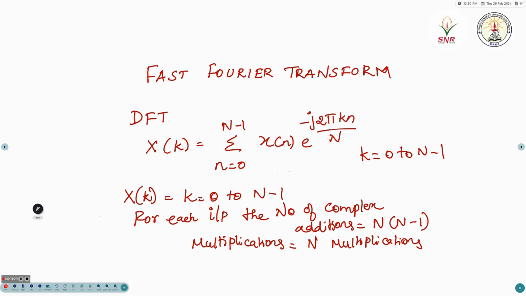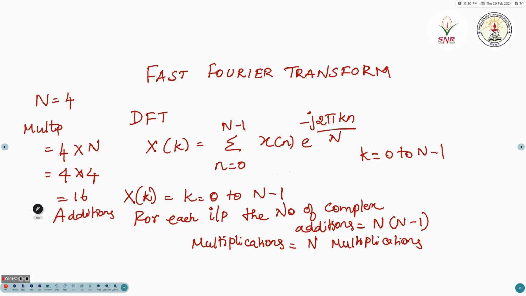So if we have N equal to 4, the total number of complex multiplications is equal to 4 into N, which is equal to 4 into 4, which is equal to 16. So the total number of multiplications required for N equal to 4 is 16, and the total number of additions required for N equal to 4 is N into N minus 1, which is 4 into 3, which is equal to 12. So it requires 16 multiplications and 12 additions in DFT.